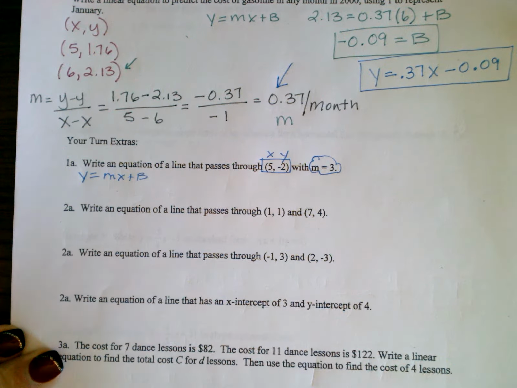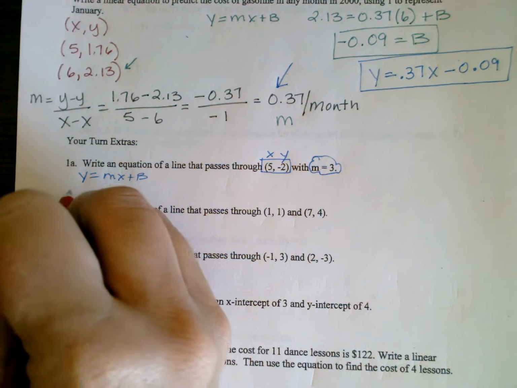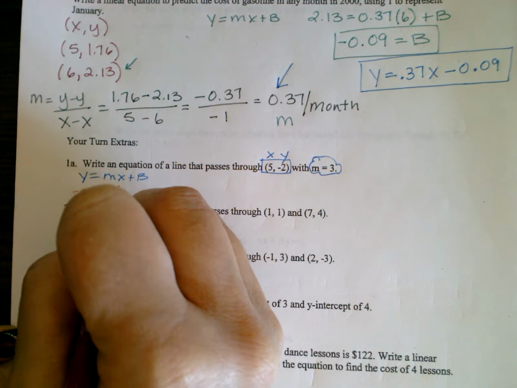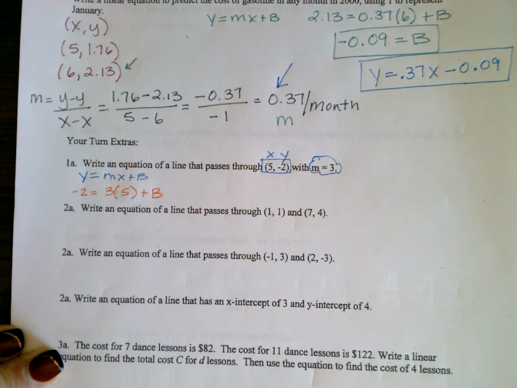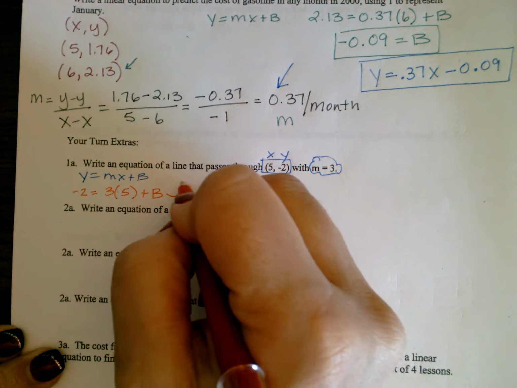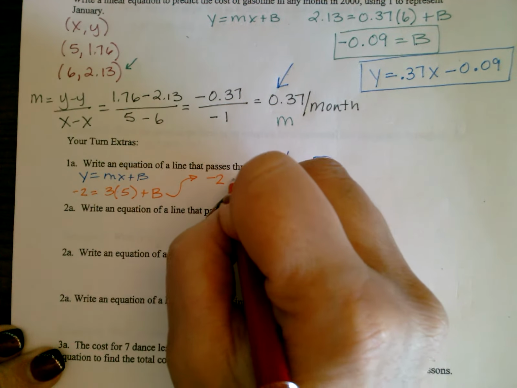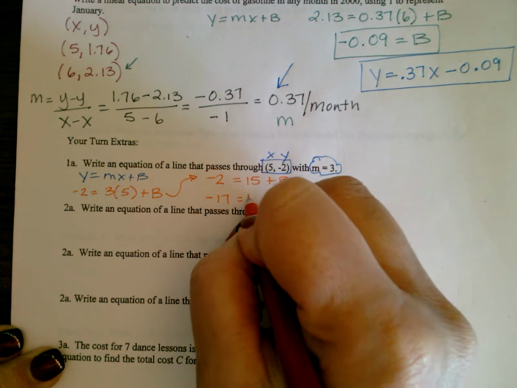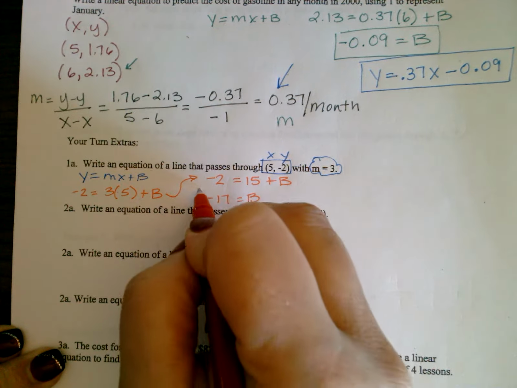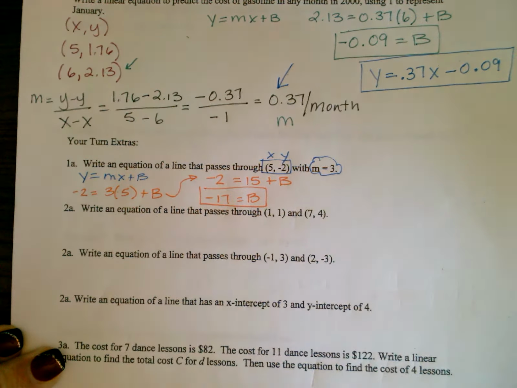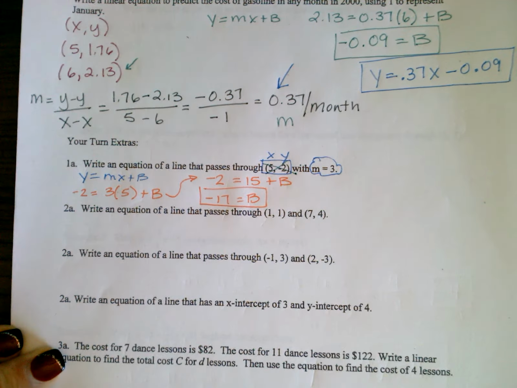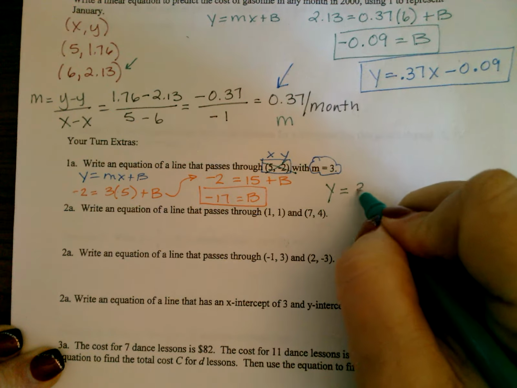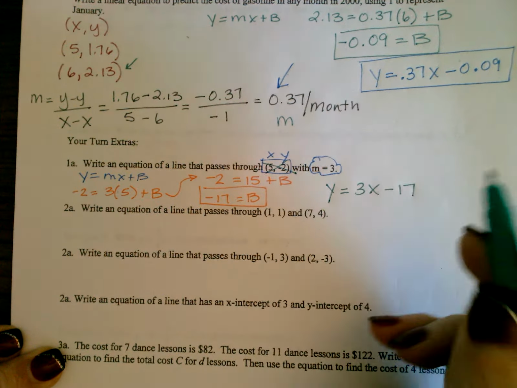Remembering x comes before y, so I will substitute -2 in for y, slope of 3, 5 for x, so I can solve for b. Doing order of operations, I end with a y-intercept of -17. As I stated earlier, you will never use those numbers again. Okay, I have y equals 3x minus 17.